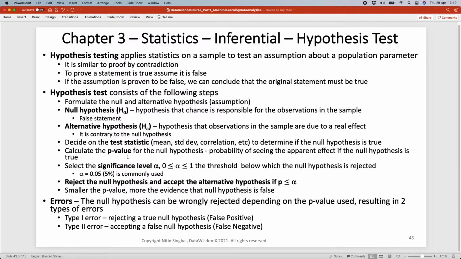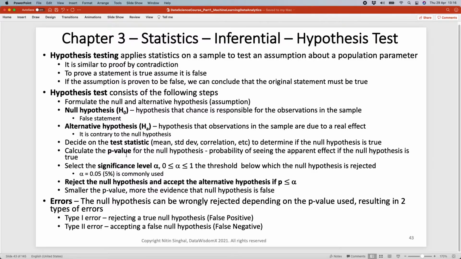Now the p-value is nothing but a probability. So the way you calculate p-value for the null hypothesis is that you calculate the probability of seeing the apparent effect if the null hypothesis is true. So basically what you're calculating is the probability of occurrence of the null hypothesis condition in your sample data. It'll become clear when we show an example. Just follow the steps for now. So you've got the test statistic, you've got the p-value.